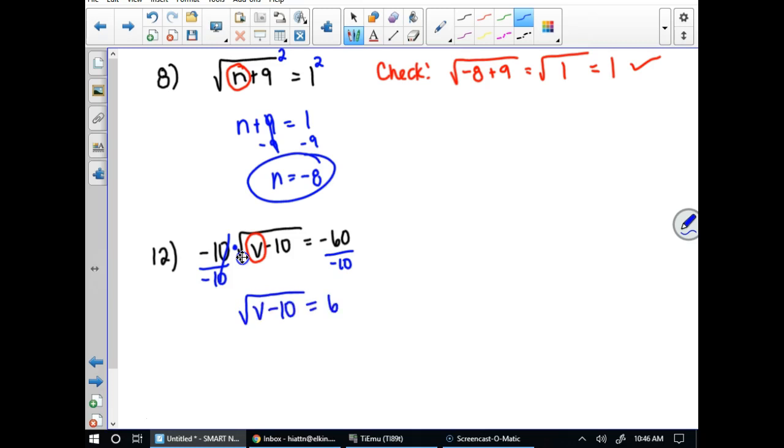Okay? So now we have the square root of v minus 10 equals 6. David, what would we do next? Okay, we're right here. Square root of v minus 10 equals 6. What would we do next? Trying to get that v by itself. Okay, square both sides at this point because everything on the outside of the square root is gone. So we've got v minus 10 equals 36.